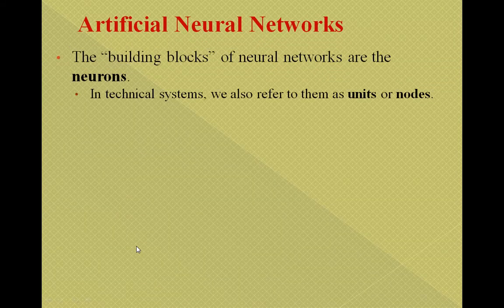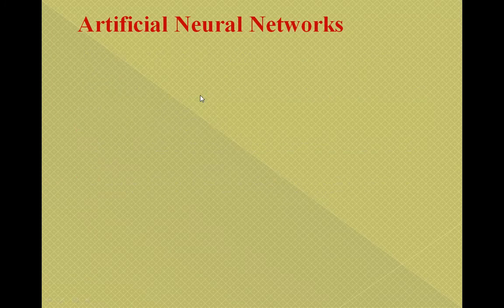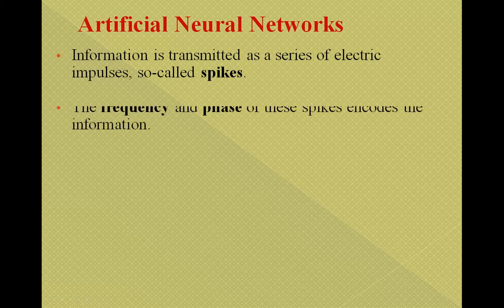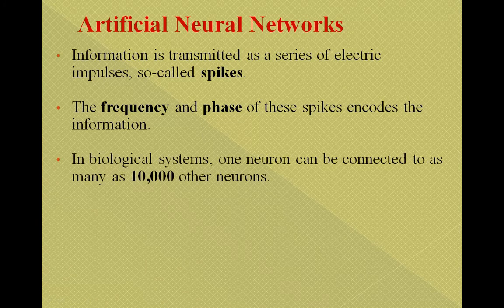Okay, so the basic building blocks of a neural network are neurons in the brain, and processing elements in the artificial machine which we are studying. Artificial neural networks basically carry the information in the form of electrical impulses or electrical signals. We all know that electrical signals can be differentiated on the basis of frequency, phase, or amplitude of the spikes, and they carry the information in the encoded form.